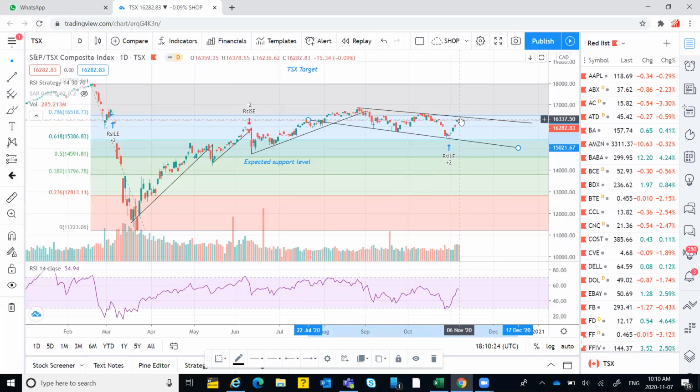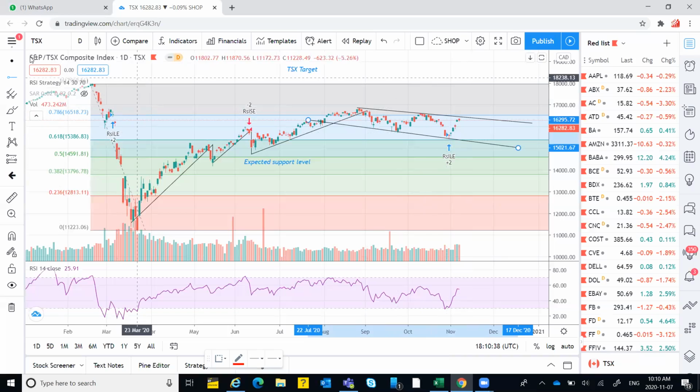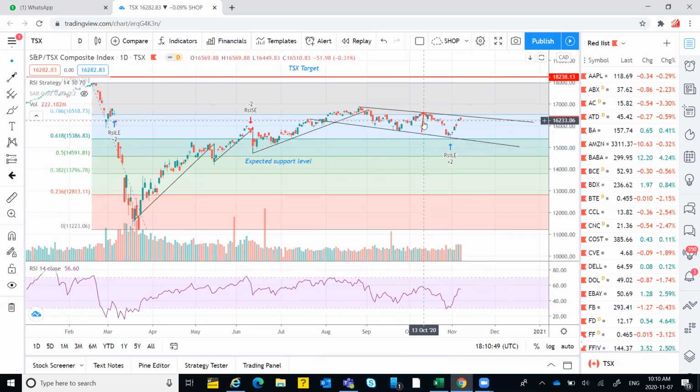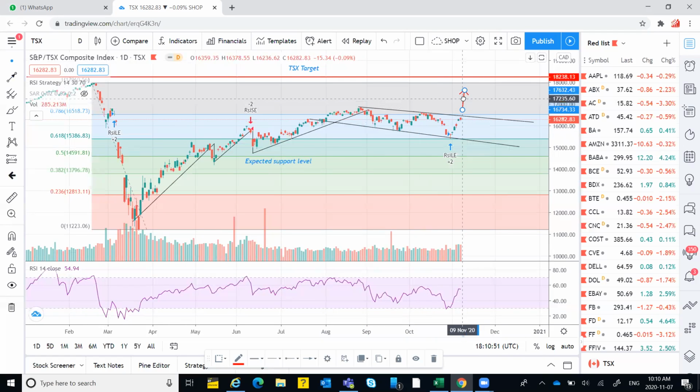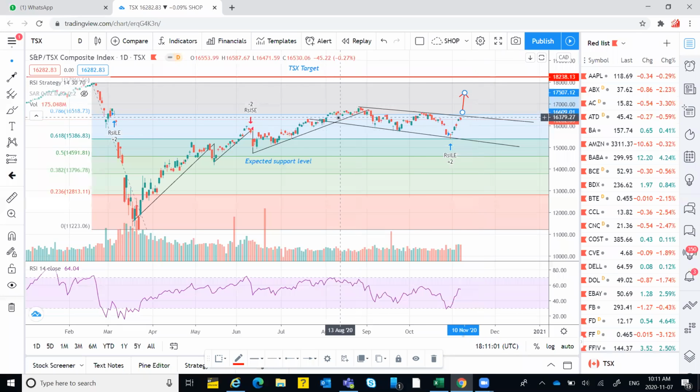If this high crosses the previous high of this level, it would mean that there will be a sudden rise in the index, approximately to these levels. It has a tendency to go up further to the 17,600 level if everything goes fine and there is no bad news in the market. So this can be the ultimate target as per this pattern.